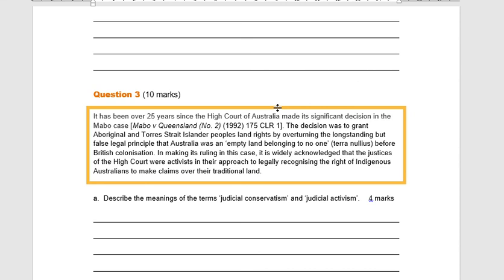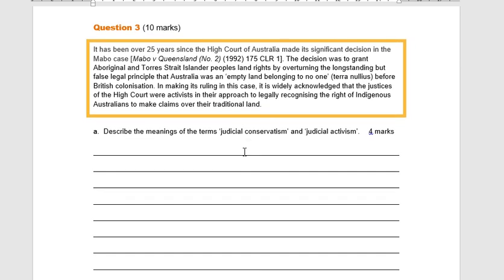Lots to talk about. Okay, I see the word Mabo. That's good. I know the Mabo case. The decision was to grant, and so on, I know about that. In making its ruling in this case, it is widely acknowledged that the justices of the High Court were activists in their approach to legally recognising the rights of Indigenous Australians to make claims over the traditional land. Describe judicial conservatism and judicial activism. So, definition, link to Mabo, definition, link to Mabo.